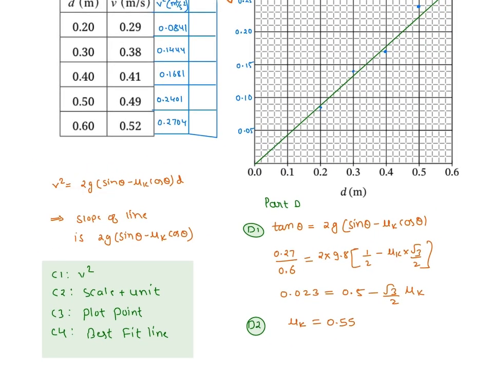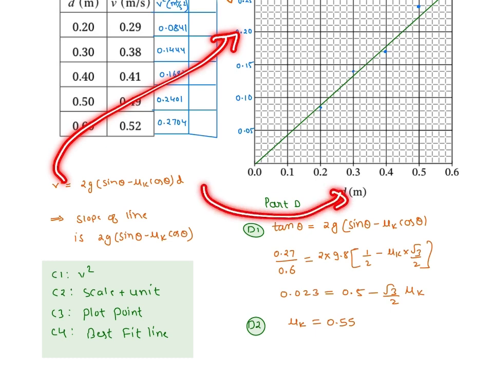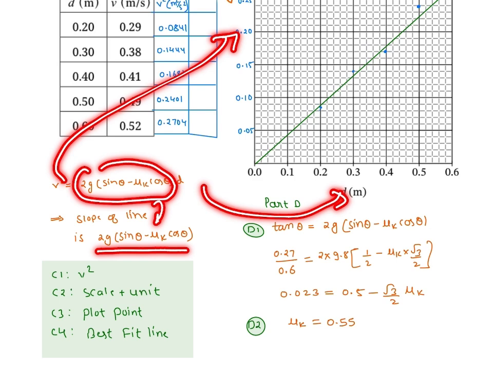So now, once again, see this expression. v square is equal to 2g into sine theta minus mu k cos theta, into d. And we know this angle of inclination theta has been given to be 30 degrees. So this is v square and this is x. So this will be the slope. So the slope of the line is twice g into sine theta minus mu k cos theta.